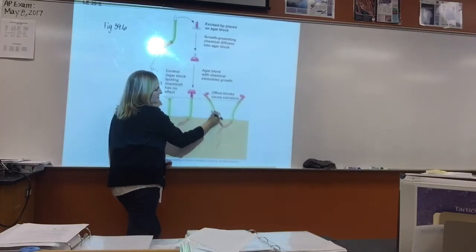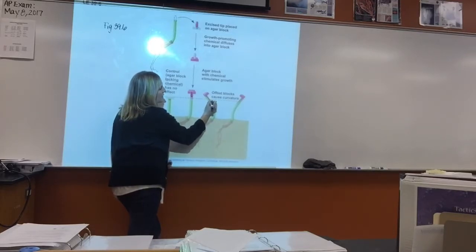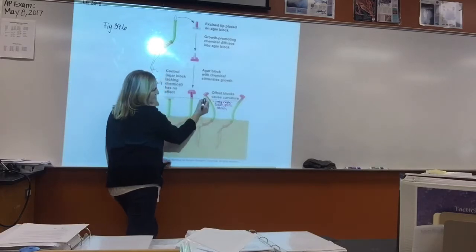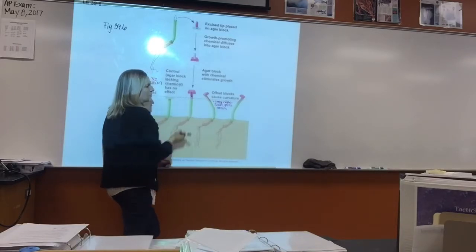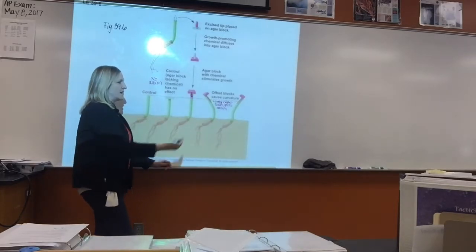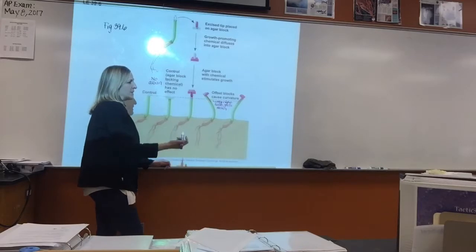So on this one here, only the right-hand side gets the chemical auxin. That's because the block is only on the right-hand side. So that's the offset block. And so the chemical goes down only on the right-hand side. Notice that the plant starts to bend.